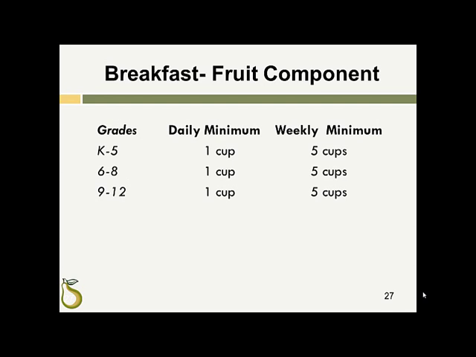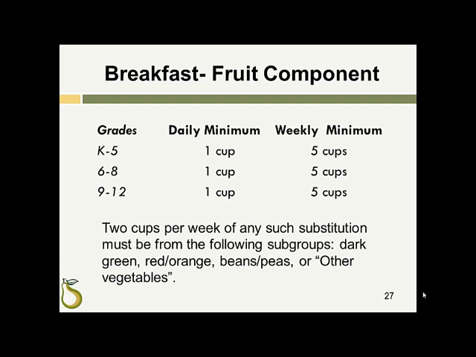At least 1 cup of fruit must be offered in reimbursable breakfast for all age grade groups. Menu planners may allow students to select more than the daily minimum serving for this component if the weekly dietary specifications, including calories, are not exceeded. Schools may offer vegetables in place of fruits. 2 cups per week of any such substitution must be from the following subgroups: dark green, red orange, beans, peas, or other vegetables.